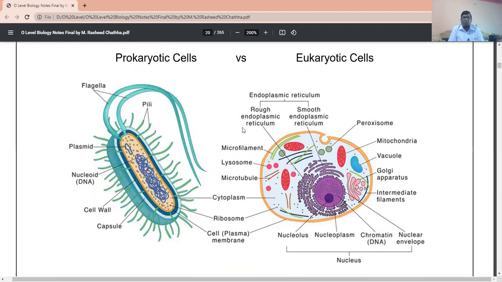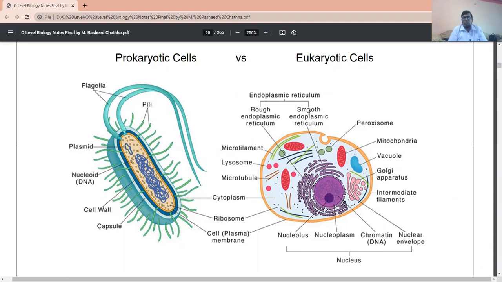So here you can see the bacterial cell is smaller in size. It contains flagella, pili, plasmids, nucleoid, cell wall, capsule, and some things common, which are cytoplasm, ribosomes, and plasma membrane. So these are the commonalities. Now let's talk about the differences.